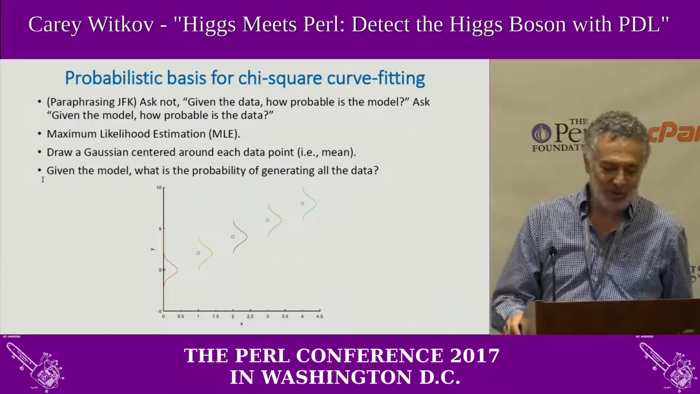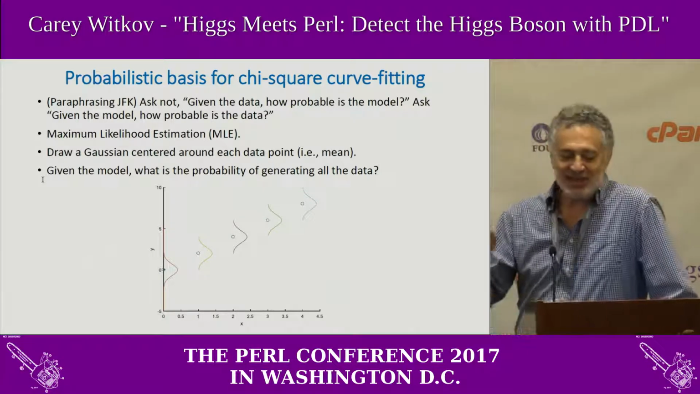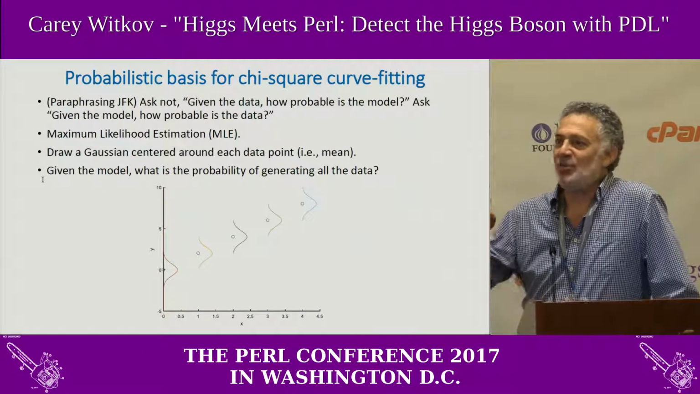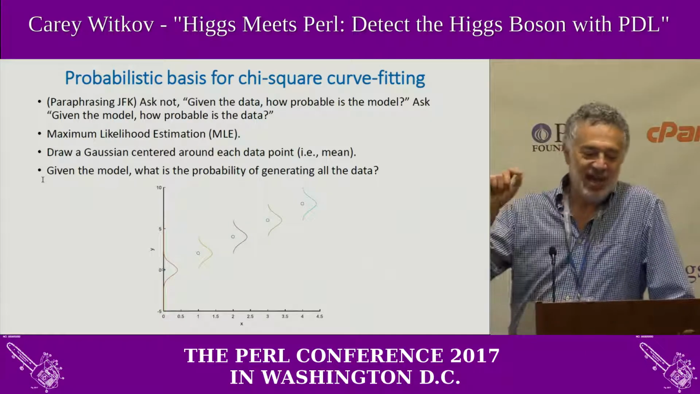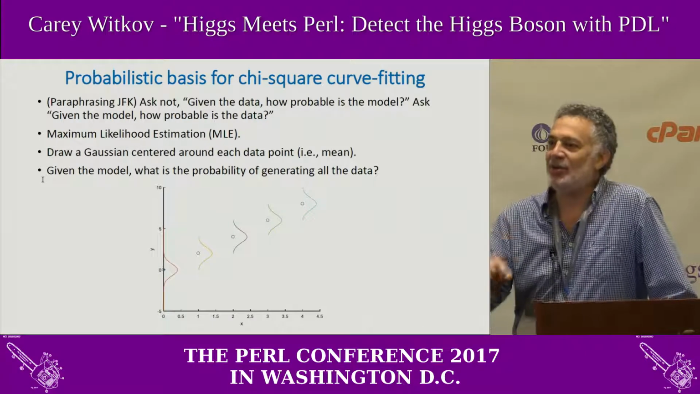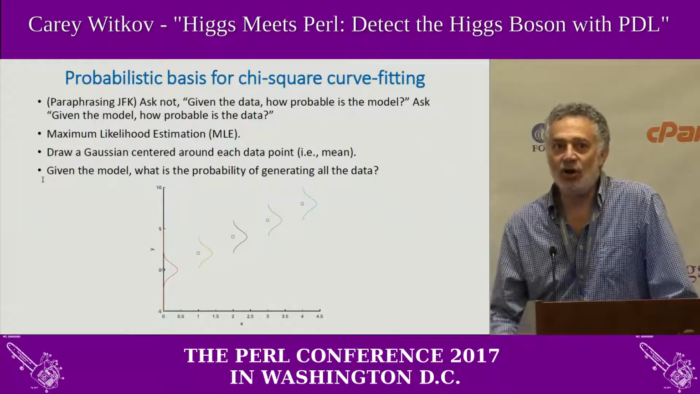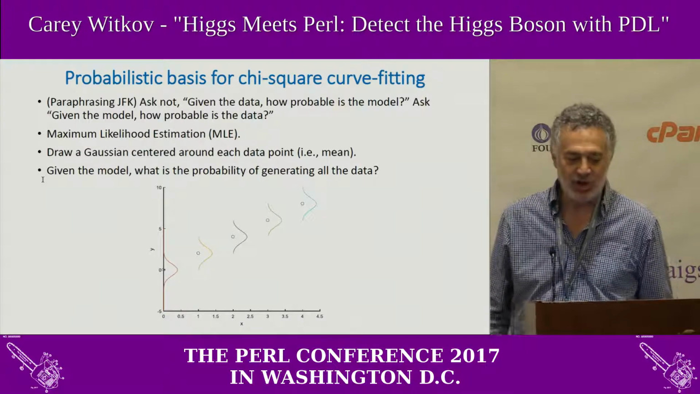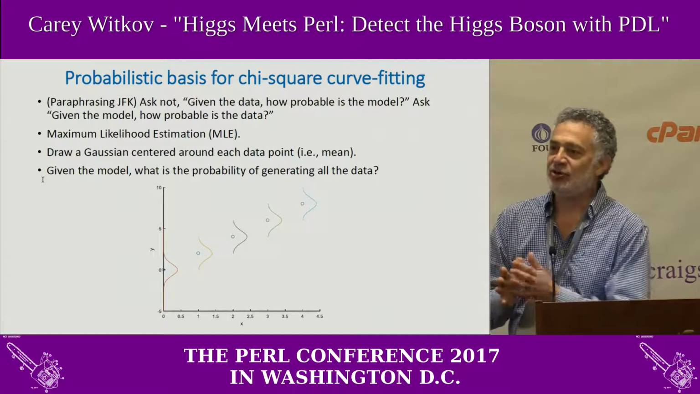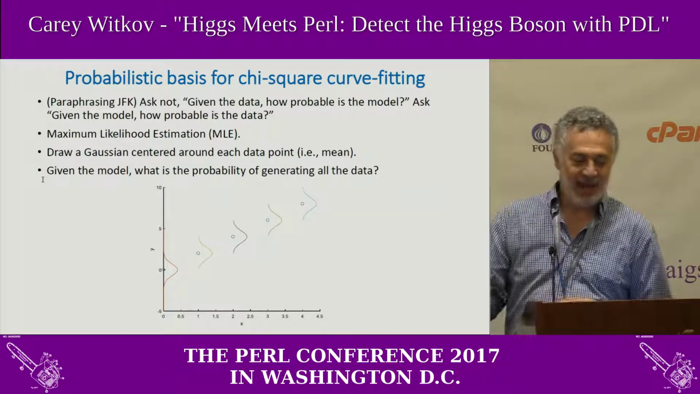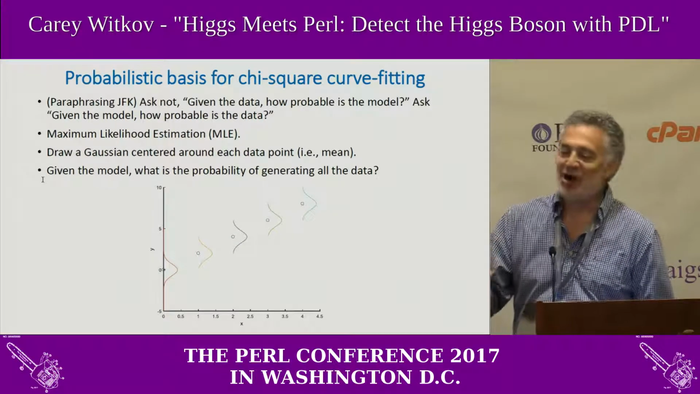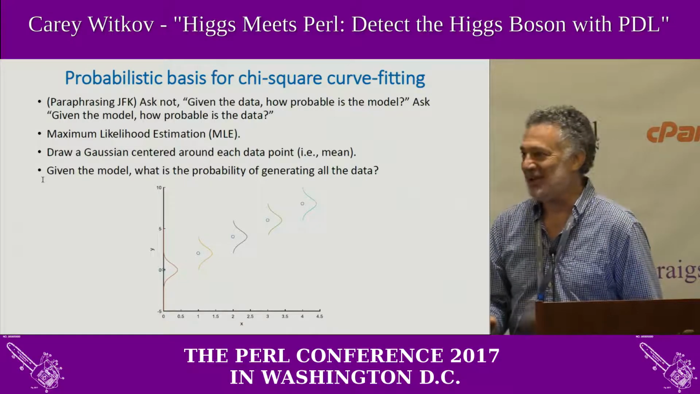Paraphrasing JFK's inaugural speech, we should ask not, given the data, how probable is the model, which is what ordinary least squares asks. We should ask, given the model, how probable is the data? This is called maximum likelihood estimation. We draw a Gaussian centered around each data point. What gives us the right? The central limit theorem. Given the model, what's the probability of generating all the data?